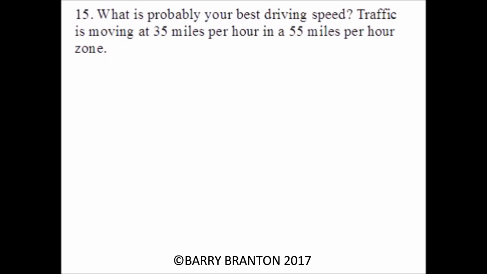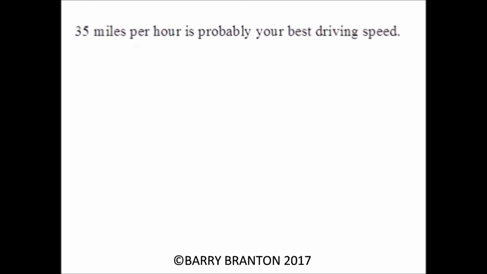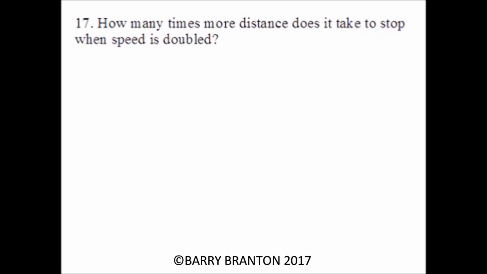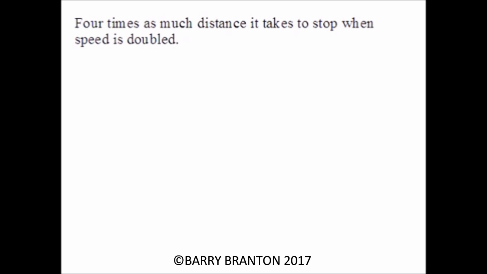15. What is probably your best driving speed? Traffic is moving 35 miles per hour in a 55 miles per hour zone. 35 miles per hour is probably your best driving speed. 16. How does tire pressure affect hydroplaning? Hydroplaning is more likely to occur when tire pressure is low. 17. How many times more distance does it take to stop when speed is doubled? 4 times as much distance it takes to stop when speed is doubled.